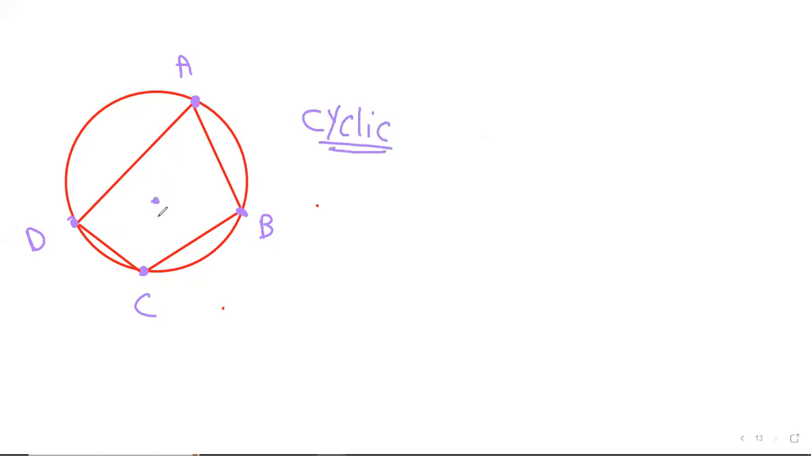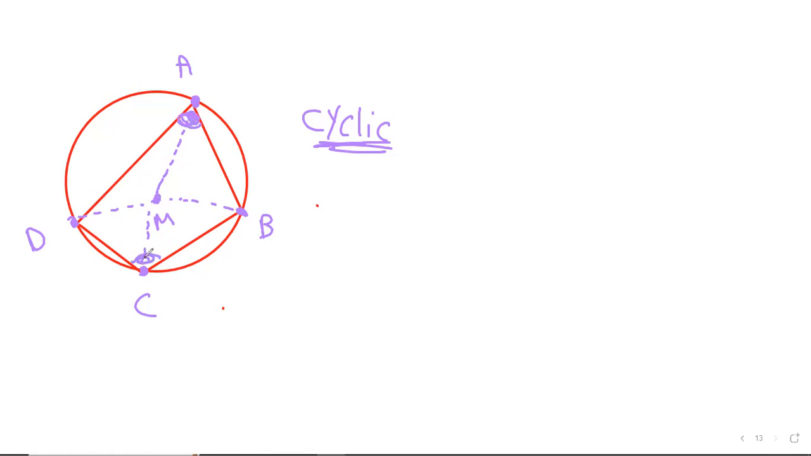So here the point M, you will find the length of MA is the same as MB, is the same as MD, is the same as MC. So what are the properties of the cyclic quadrilateral? All vertices lie at equal distances from the center of the circle, from a point inside this quadrilateral. And the two opposite angles are supplementary.